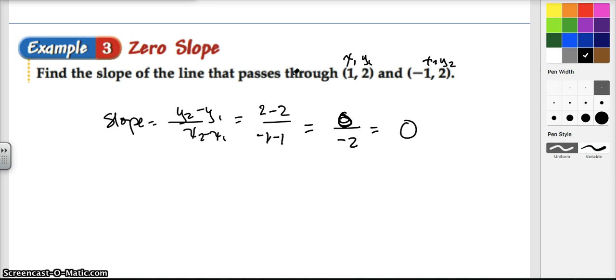What was the situation that caused this zero slope to occur? Hopefully you see that the y's are the same. And if the y's are the same, you're going to get a 0 slope, right? Because there's no change in y. So if the y term of your 2 points are the same, you're going to get a 0 slope. We're going to look at graphs of this in a moment.